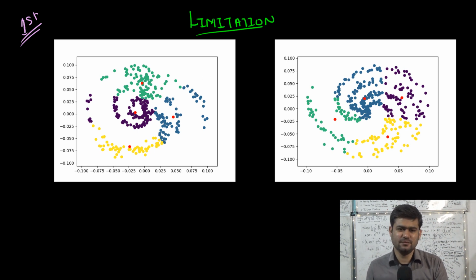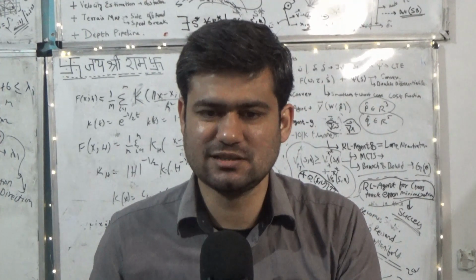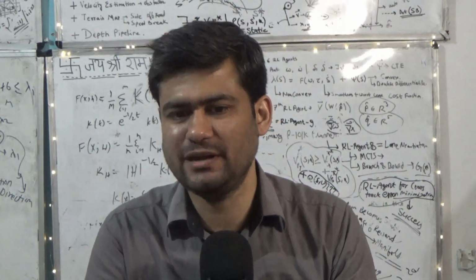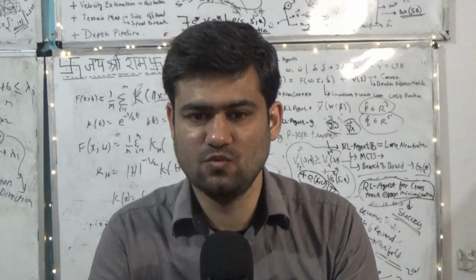As we can see in both the images, we selected k equal to 4 for both the examples, and we can see that the data set has some complicated shape in this 2D space, and the k-means clustering algorithm doesn't capture the semantics of the dataset very well.